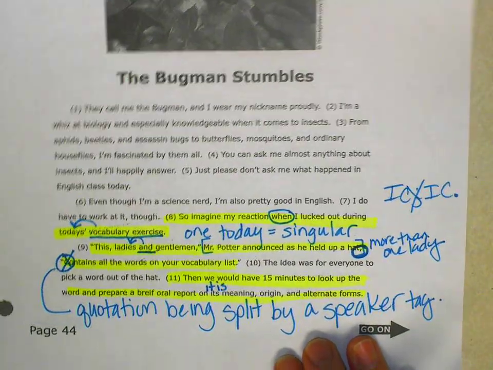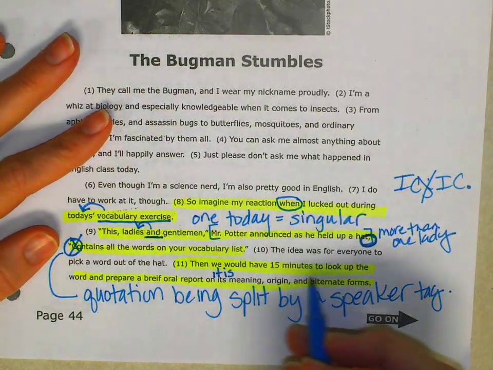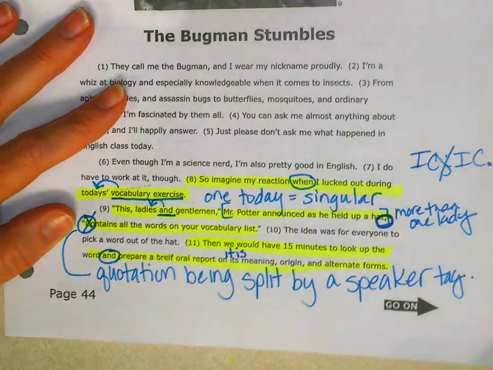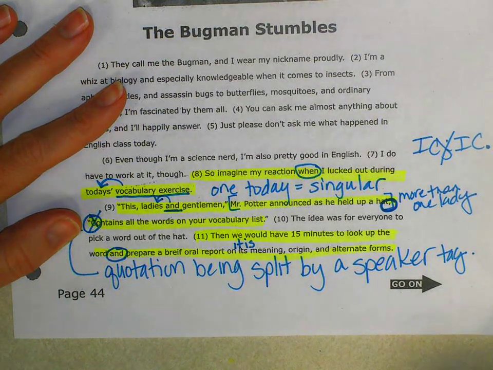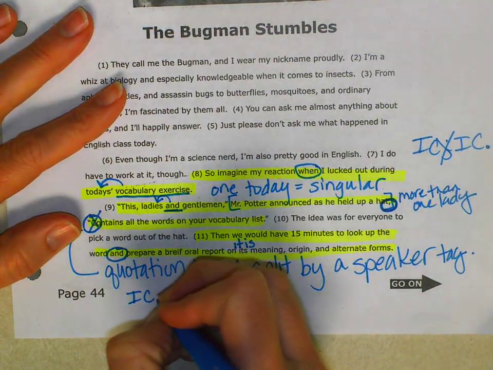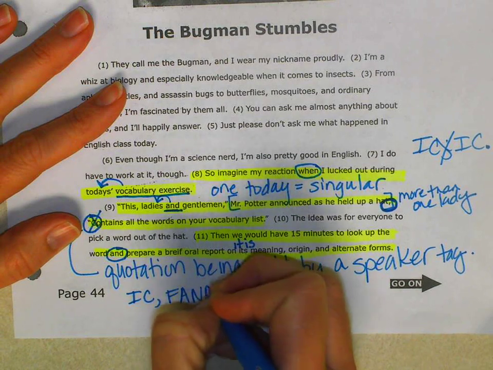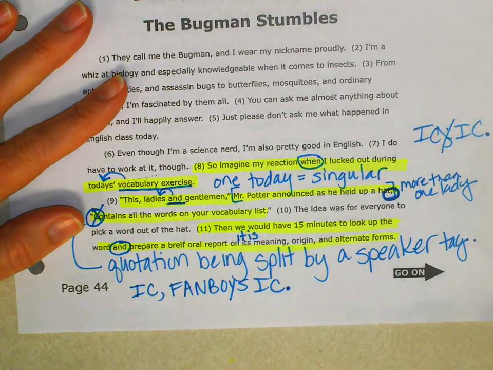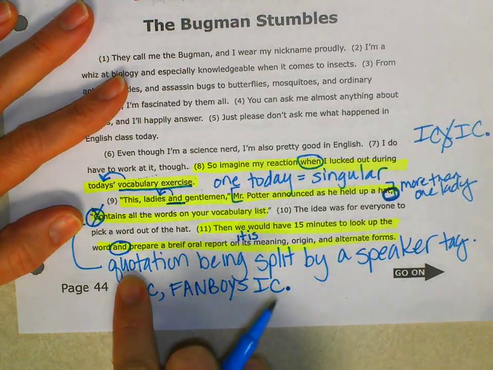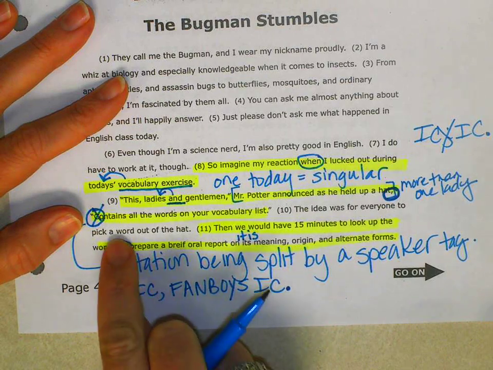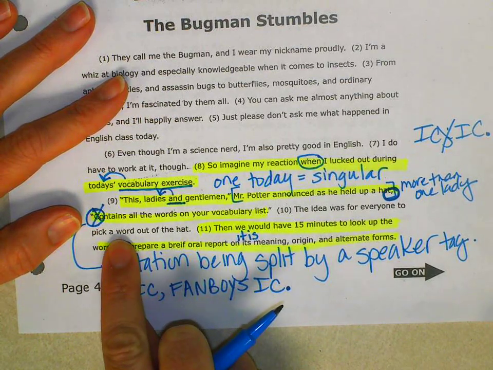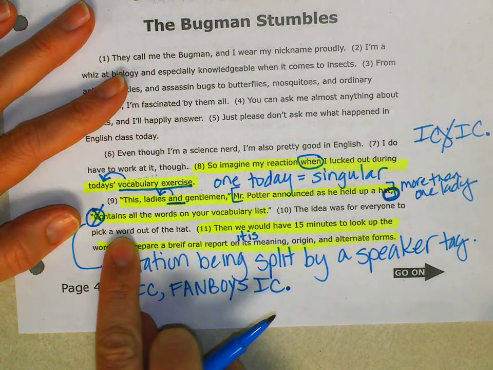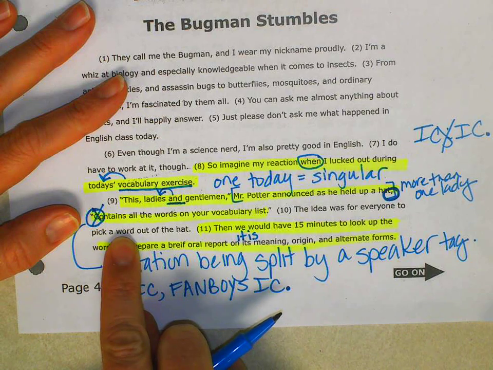Let's look. Then we would have 15 minutes to look up the word. Oh, look what I have here. It's a FANBOY, which is what we've been talking about a lot. I see comma, FANBOYS. I see period, is the sentence pattern they're checking me on. So in order for this to work, if I want a comma here, I need to cover this up and see if I have 2 sentences. Then we would have 15 minutes to look up the word.